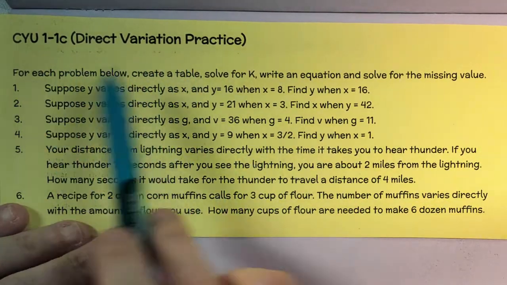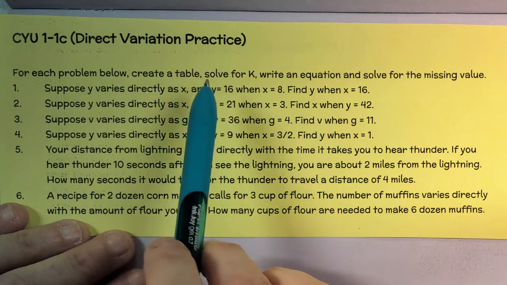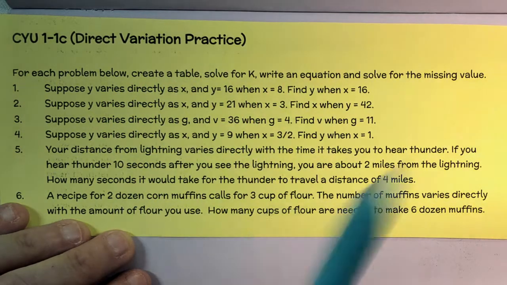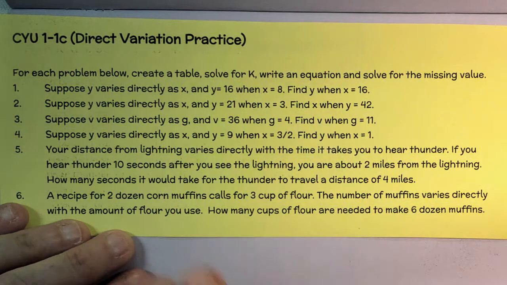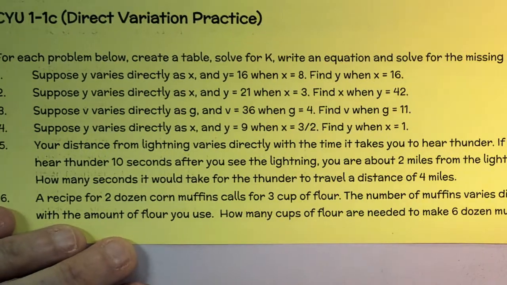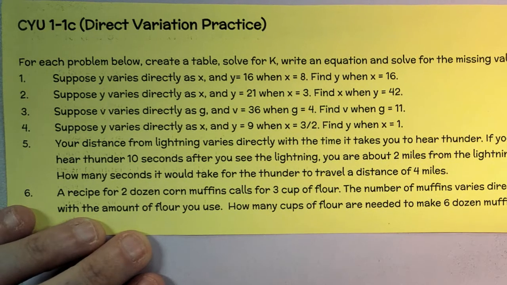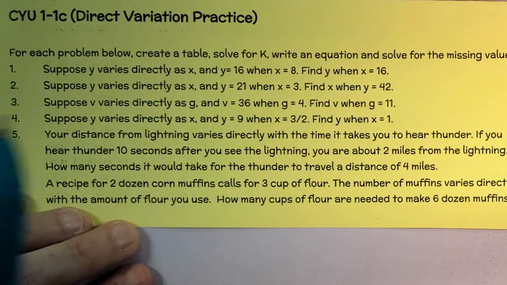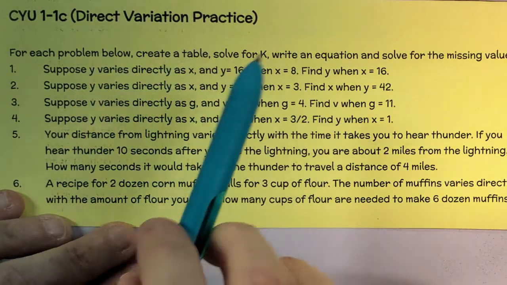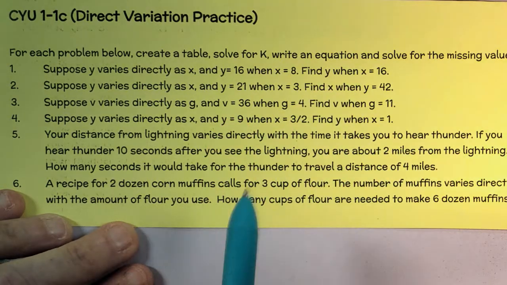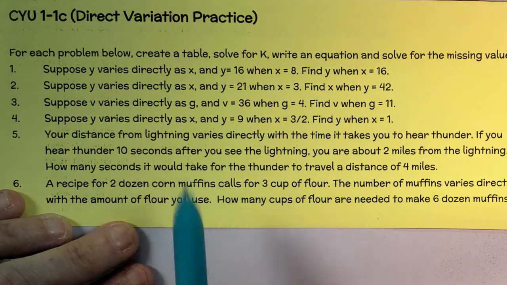Okay, so it says for each problem, create a table, solve for K, write an equation, solve for the missing value. So those are our 4 basics. Now, it says, suppose Y varies directly as X and Y is 16 when X is 8, find Y when X is 16. I hate everything about that. It just sounds too mathy, right? So, when we do what I'm about to tell you to do, you're going to be like, this is dumb, I don't need to do it. But then once we start doing word problems, you'll see why it's so important.